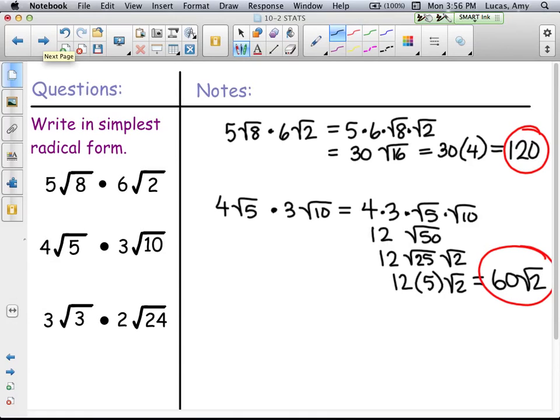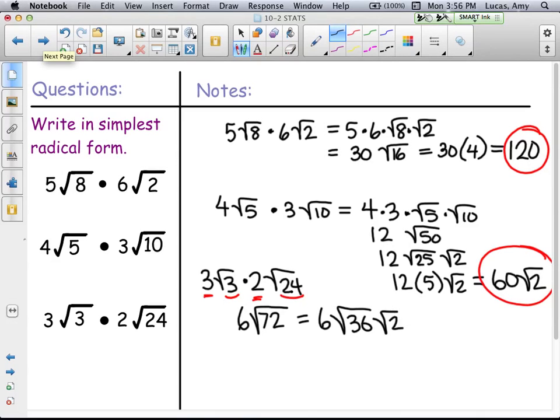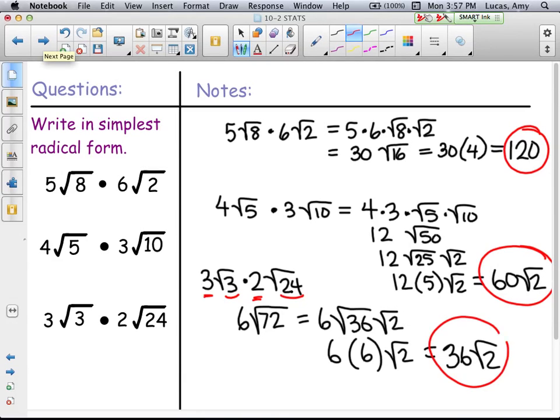For my final answer in simplest radical form. Okay, the last one, 3 times the square root of 3 and 2 times the square root of 24. Hopefully you're getting the hang of this. So I'm going to multiply together 2 times 3, and I get 6. And then the square roots, if I multiply them together, 24 times 3 is 72. So 72, we saw this one earlier. The best way to split it is 36 times 2. So the square root of 36 is 6, and the 2 is still under the square root. 6 times 6 is 36, times the square root of 2. Simplest radical form.